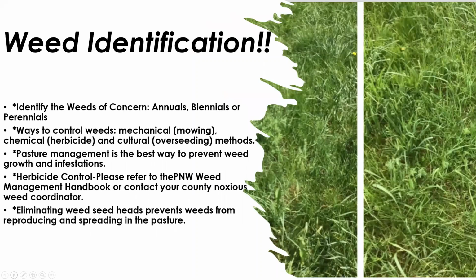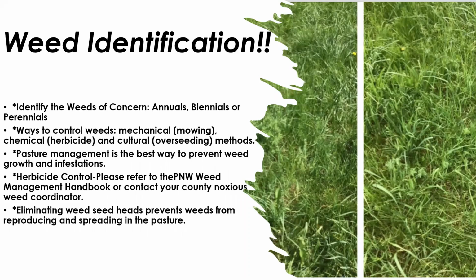Weed identification. There's no other way around having to get to know your weeds. The earlier the identification, the easier to get ahead of them. Well, I guess there's one way: you pay somebody else to figure it out. But identify the weeds of concern. Are they annuals, biennials, or perennials? Take a pick and find out. There's lots of resources out there on the internet to identify.